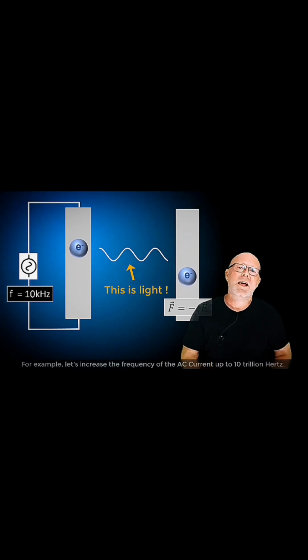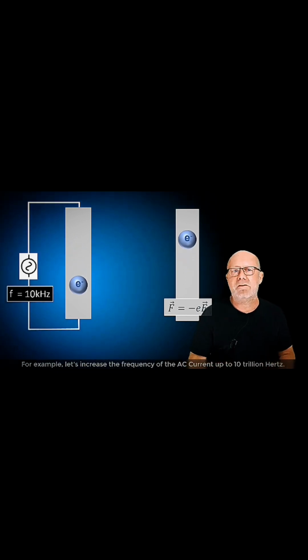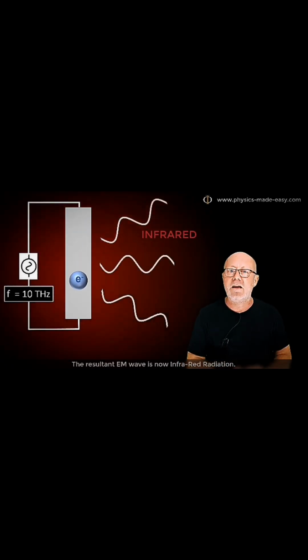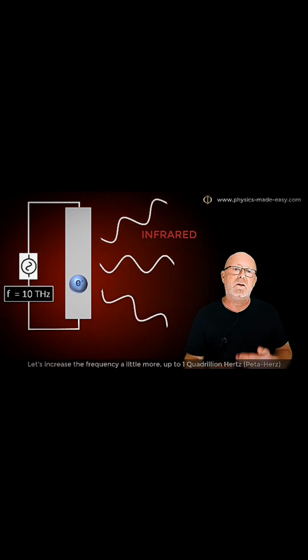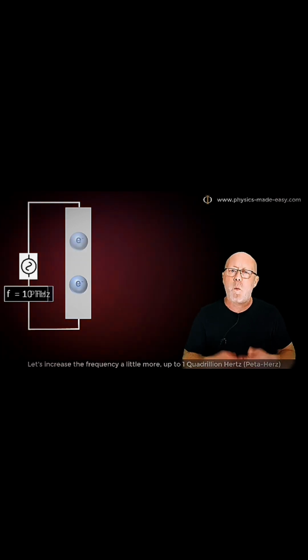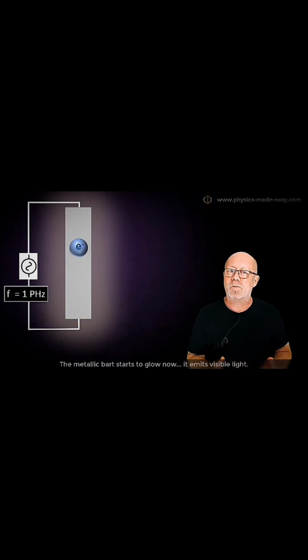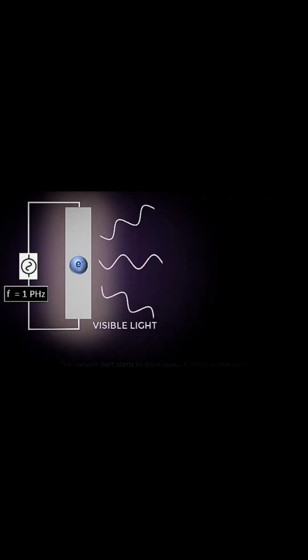For example, let's increase the frequency of the alternating current up to 10 trillion Hertz. The electron in the bar will oscillate at 10 trillion Hertz, and so will the electric field it generates. The resultant EM wave is now infrared radiation. Let's increase the frequency a little more, up to 1 quadrillion Hertz. The metallic bar starts to glow now. It emits visible light.